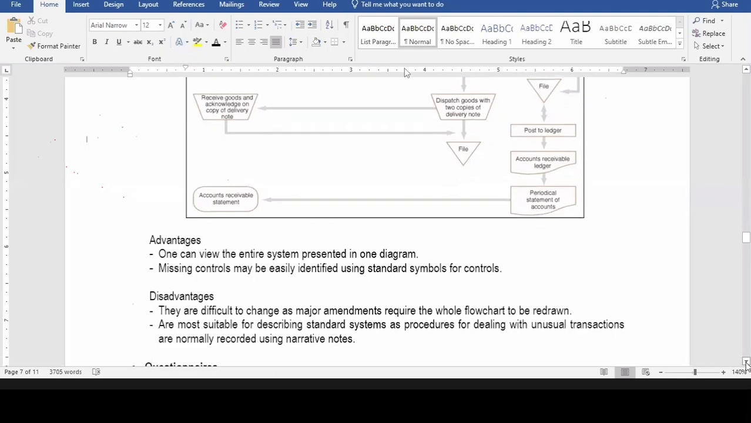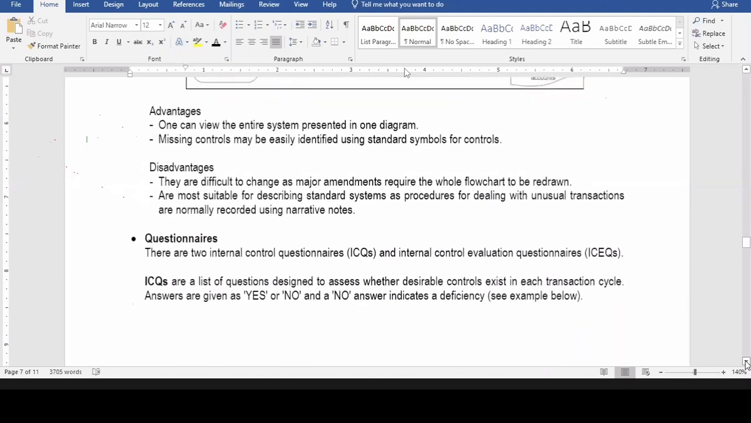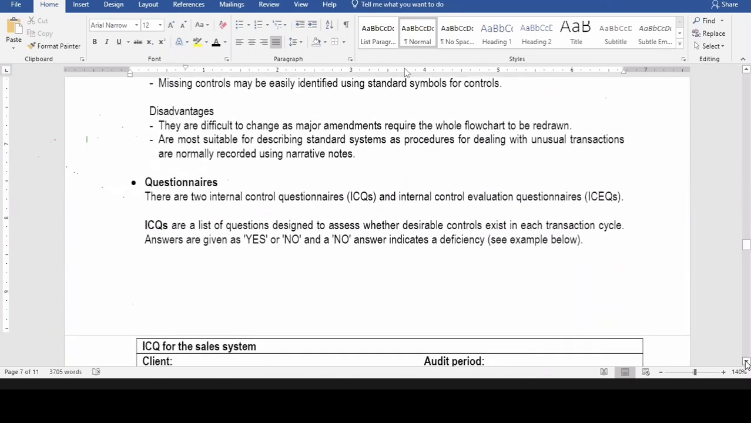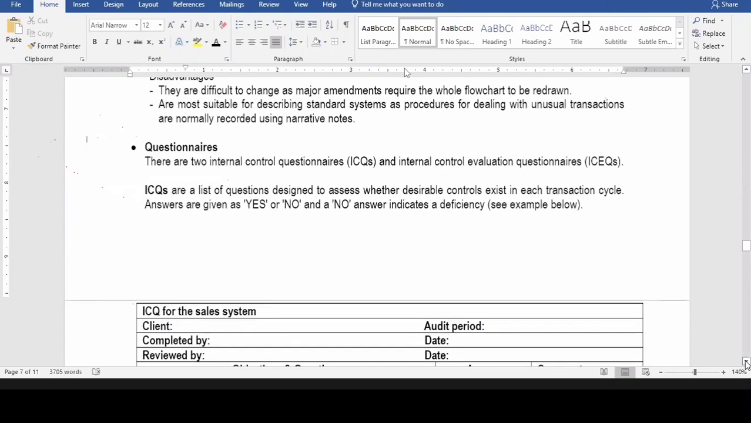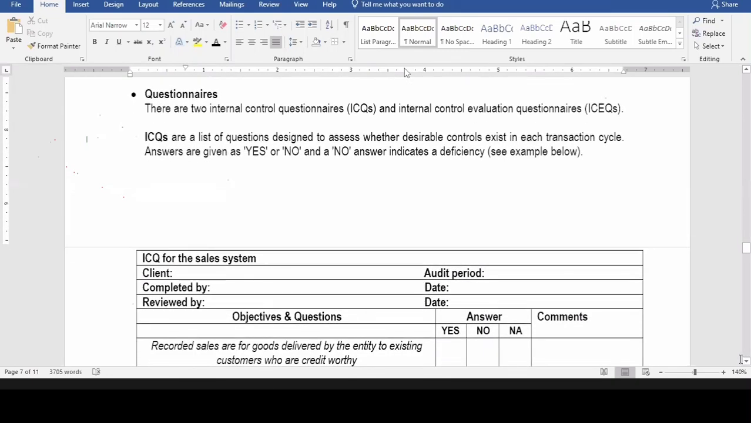Now, the third method is what you have done, questionnaires in your research methods. Here we have two types of questionnaires. So you know, questionnaires are a list of questions. Now in audit, we have 2 types of questionnaires. Internal control questionnaires, which are a list of questions designed to assess whether desirable controls exist in each transaction cycle.